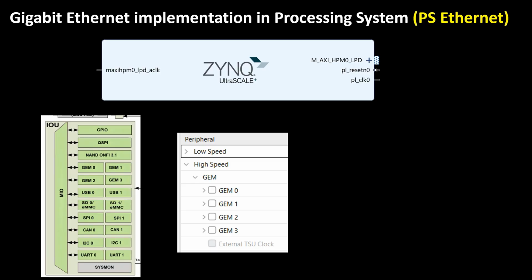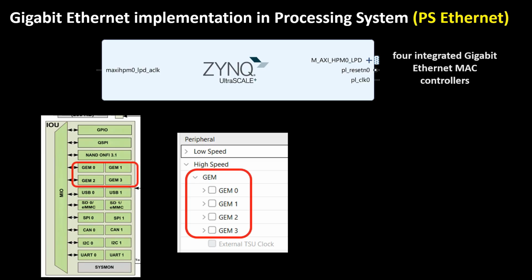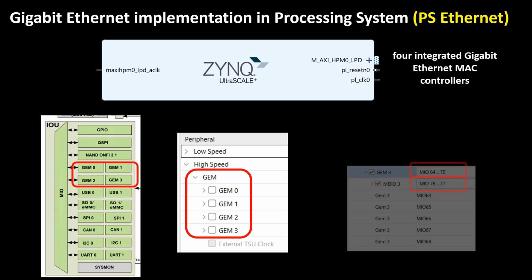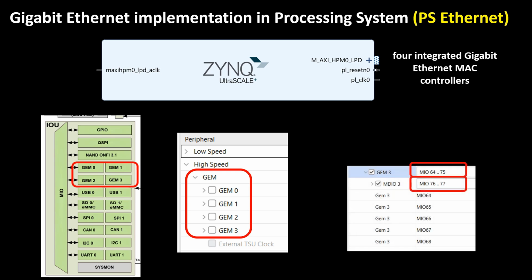The Zynq UltraScale MPSoC features a powerful Gigabit Ethernet implementation within its processing system, offering up to 4 integrated Gigabit Ethernet MAC controllers. Part of the controller's configuration is performed in the Vivado IDE based on the datasheet of the selected evaluation board or the available board files.